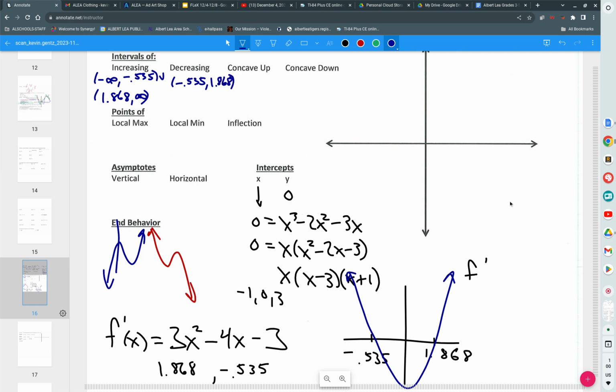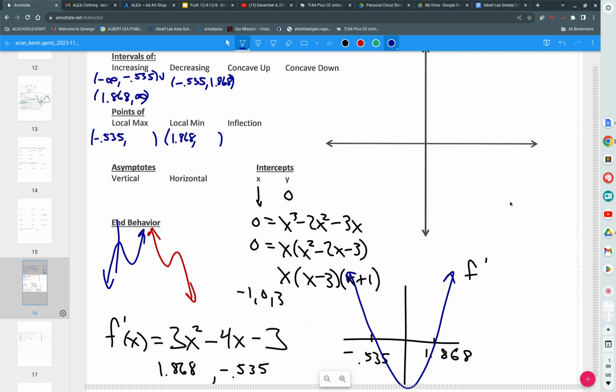What else does the first derivative tell me? Local maximum, local min. The local maximum is going to occur at what x value? At negative 0.535, because the derivative changes from positive to negative. The local minimum occurs at 1.868. Notice that those are points, those are intervals. I'm going to find the y values, but I'm going to use my calculator to help me find the y values in a little bit.